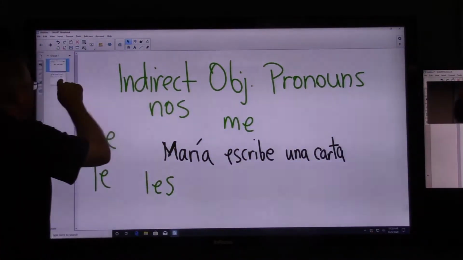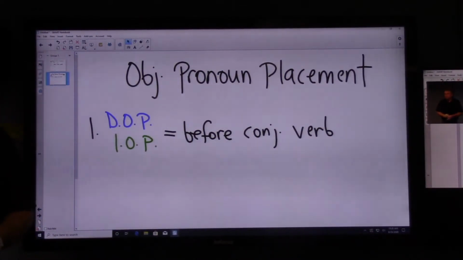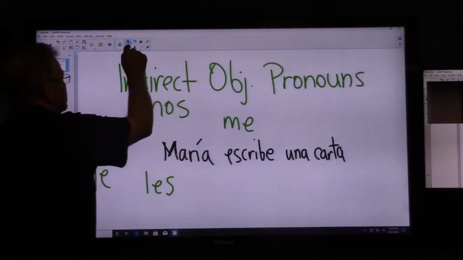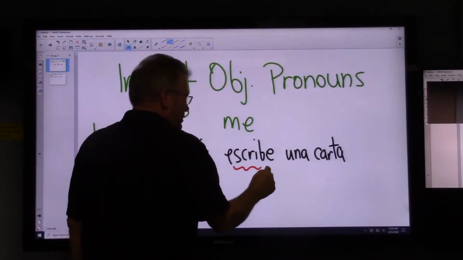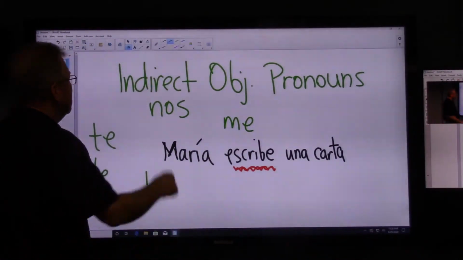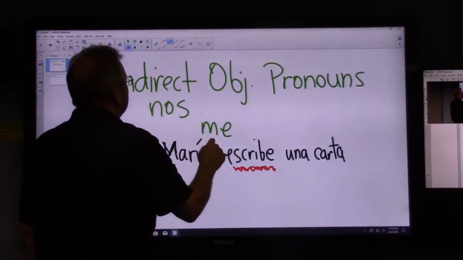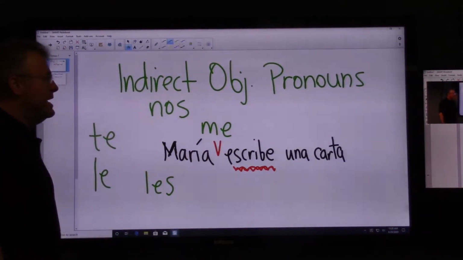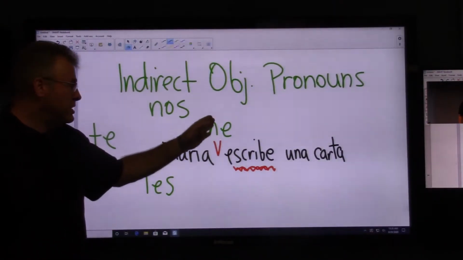What's the rule? Rule number one: object pronouns must go before the conjugated verb. Do you see a conjugated verb up here anywhere? Escribe. María escribe. Who writes? Maria writes. So therefore I'm going to place my pronoun before the conjugated verb. It's going to go right there. María me escribe una carta. Literally, Maria, me, she writes a letter.